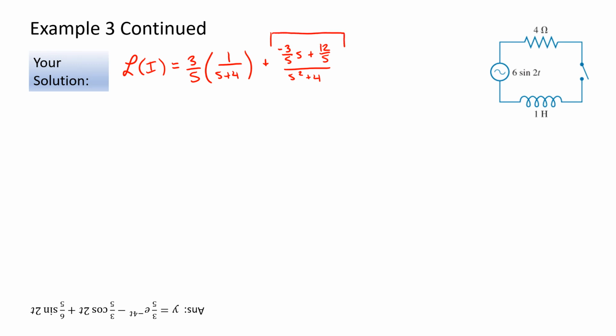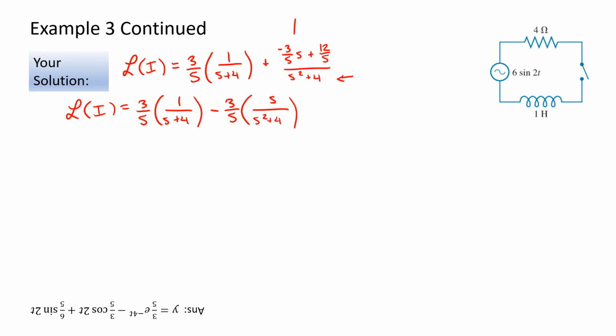Because we have items in the numerator added together, so we can break this up into two separate fractions as long as they have the same denominator. So this becomes the Laplace transform of the function I is equal to 3 over 5 times 1 over s plus 4. That hasn't changed. Then we have minus 3 over 5 times s over s squared plus 4. Okay, so that's using this first term.